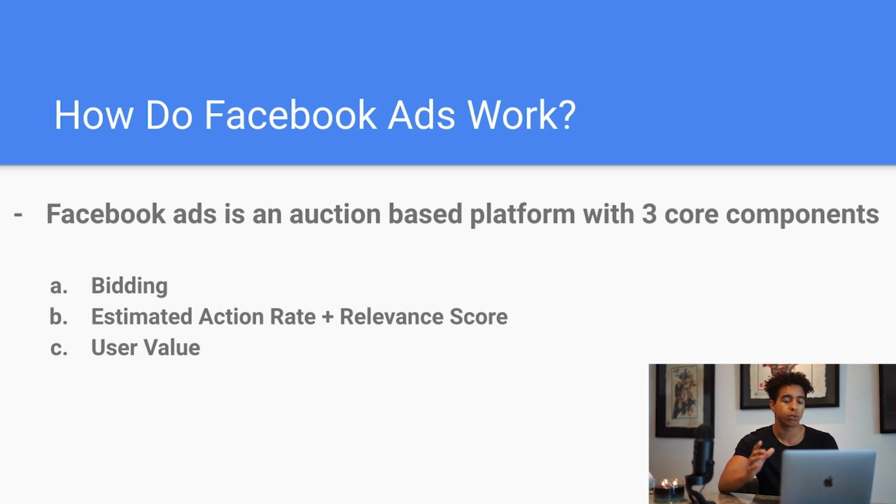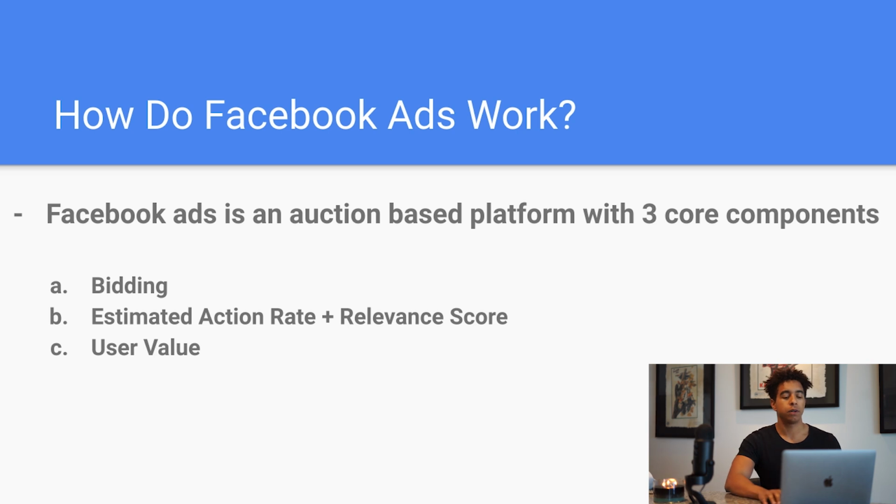And if you can understand these 3 core components, you'll really be able to understand the Facebook ads platform and how it really works. So the 3 things that Facebook looks for when determining if you're gonna win the auction up against a competitor or not are your bid, the estimated action rate, and the user value. And we're gonna break down all 3 of these. This is important to know, because when you're going out there against other people on this platform, you need to know the game that you're playing, and it's really not that complicated.